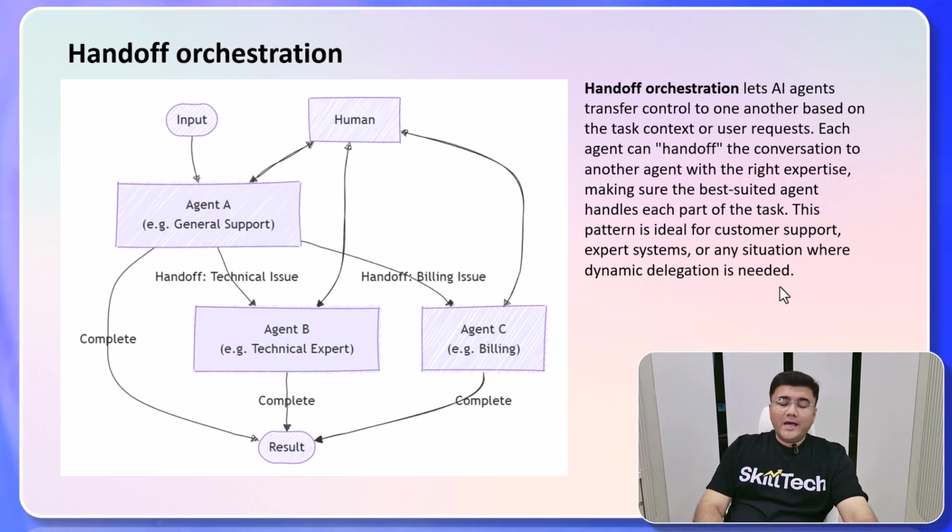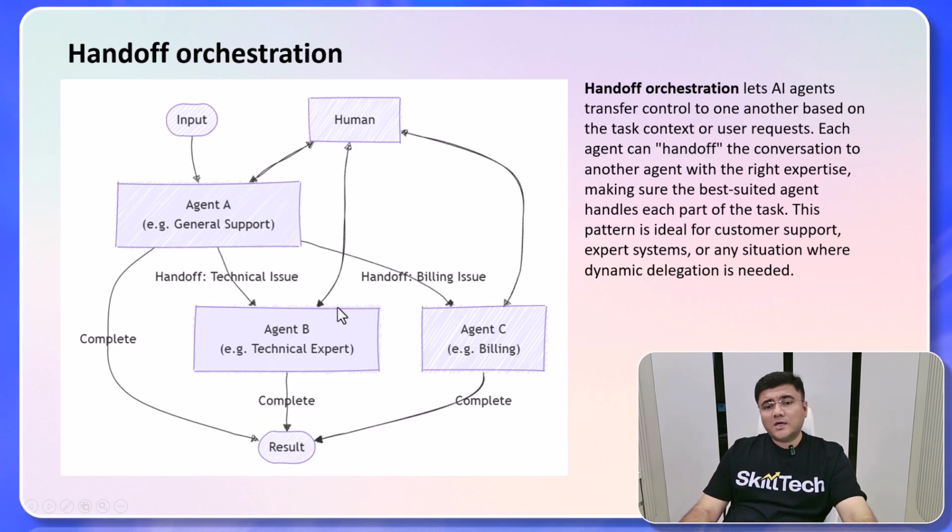Now, as I said, chat manager and handoff orchestration. Both of these have a multi-agent kind of configuration, but the difference is that handoff orchestration has some kind of initial path which is decided. For example, input is always going to be taken care of by agent A, which handles general support. And if that is not possible, then it will go to the other agents or maybe to the human.